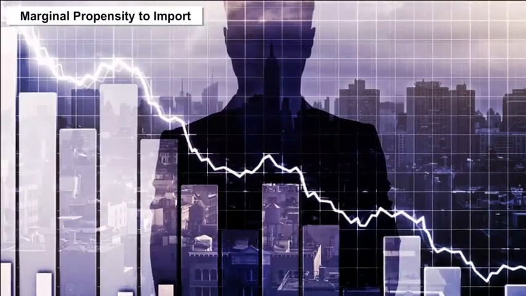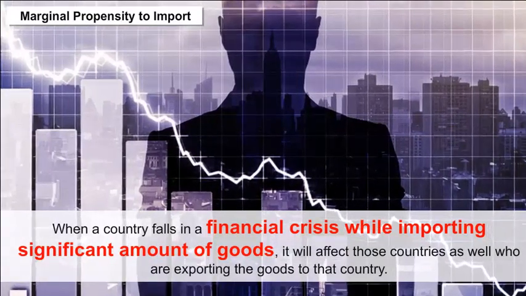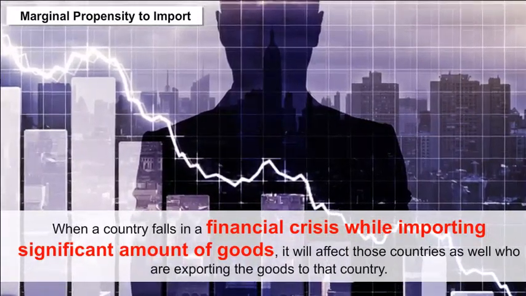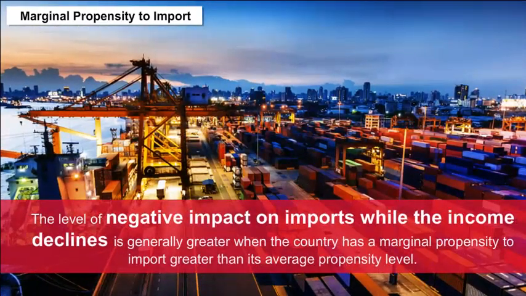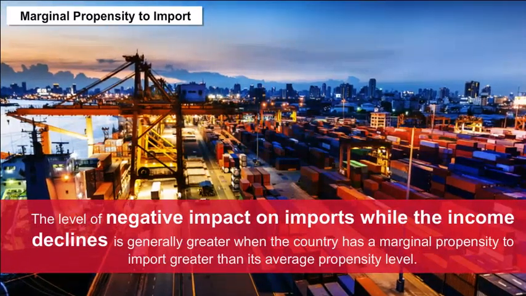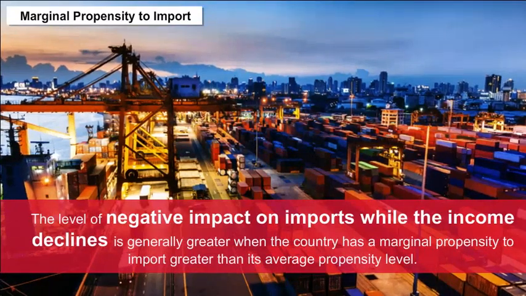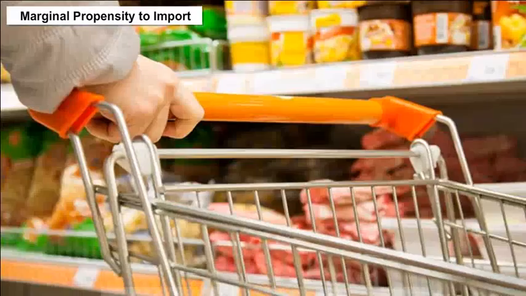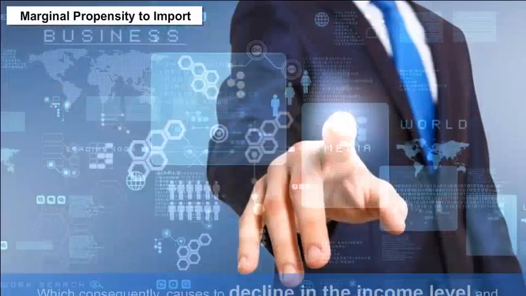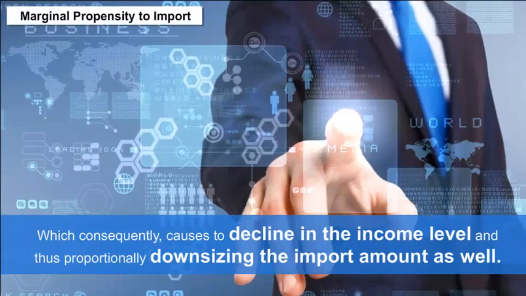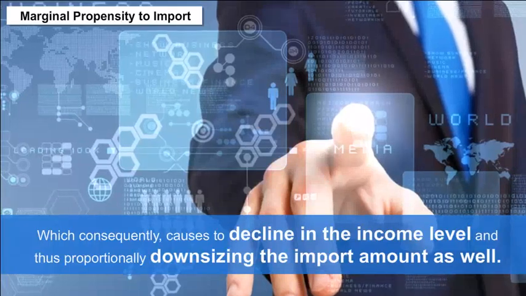Marginal propensity to import. When a country falls into a financial crisis while importing a significant amount of goods, it will affect those countries as well who are exporting goods to that country. The level of negative impact on imports while the income declines is generally greater when the country has a marginal propensity to import greater than its average propensity level. It depicts the higher income elasticity of demand for the imported goods, which consequently causes a decline in the income level and thus proportionally downsizes the import amount as well.